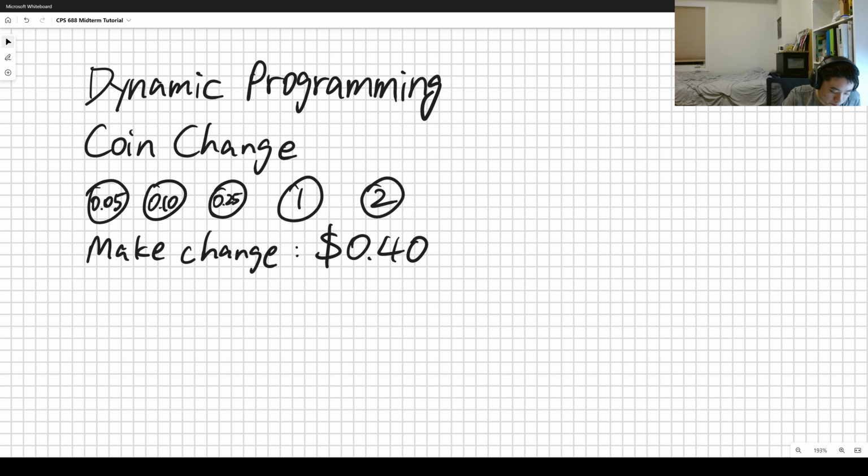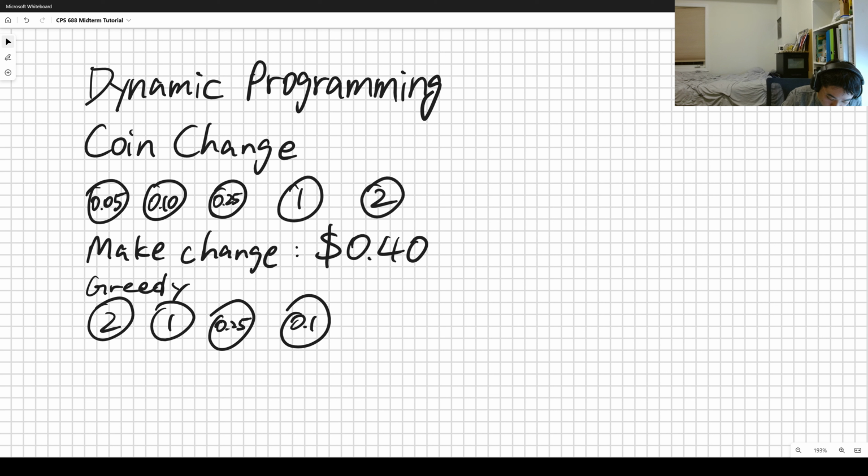For example, if you do it the greedy way, you would list it out: 0.25, 0.1, and 0.05 like this, and then you would just take 1, 1, and 1 of the quarter, dime, and nickel, or 5 cents.